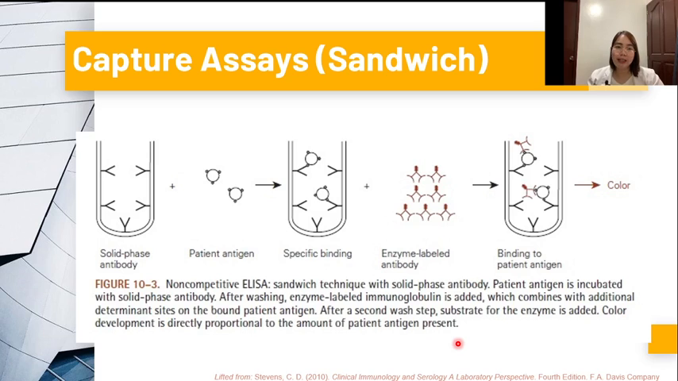In indirect ELISA, you're using a solid phase antigen instead of a solid phase antibody, and you're detecting a patient antibody, and you use enzyme labeled anti-human globulin. In capture or sandwich ELISA, you use solid phase antibody and you detect patient antigen, and you're using enzyme labeled antibody as your marker, and in both of which the enzyme activity is directly proportional to the patient analyte in the sample. Okay, so that is for heterogeneous binding assay.